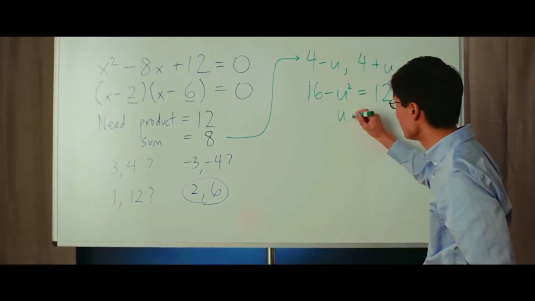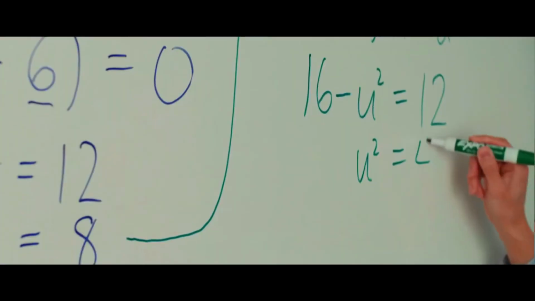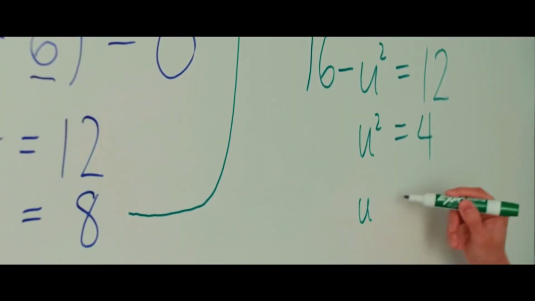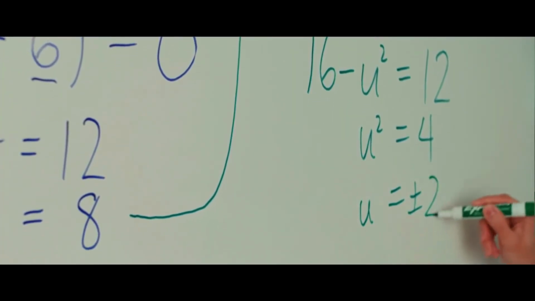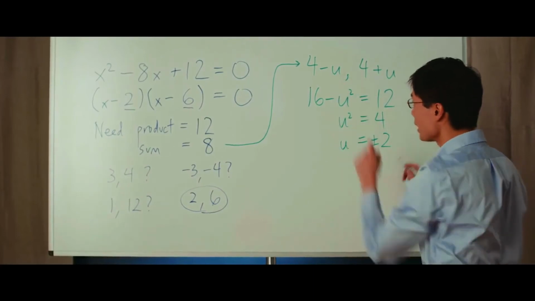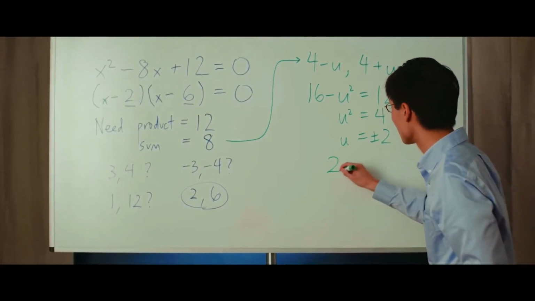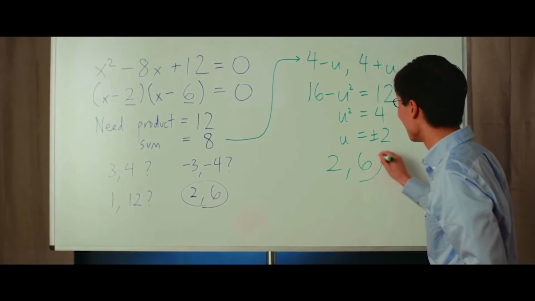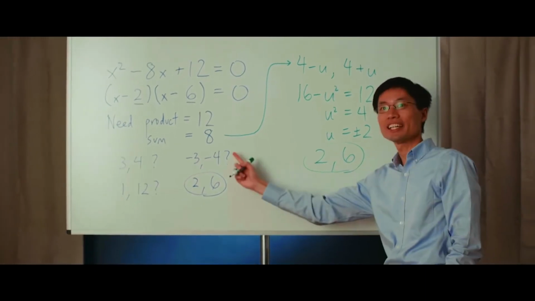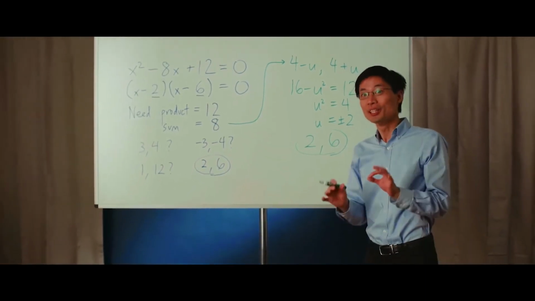That comes when I find a u squared to be 4. And that comes when I have a u, which is either plus or minus 2. Whichever one of those you take up there, you will get that the two numbers are 2 and 6. And those are the two numbers that add to 8 and multiply to 12, with no guessing.